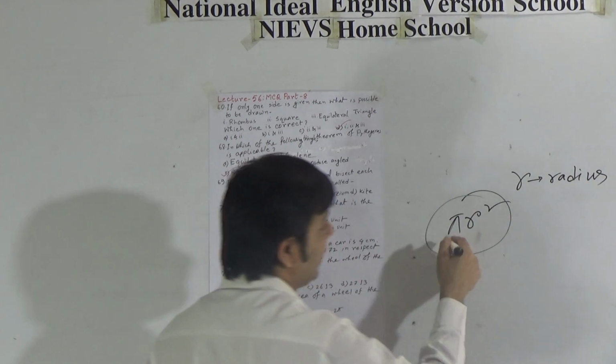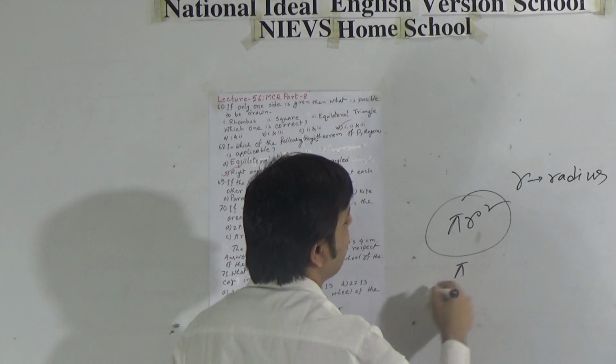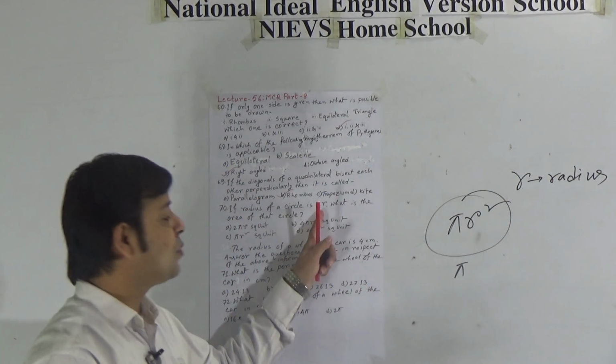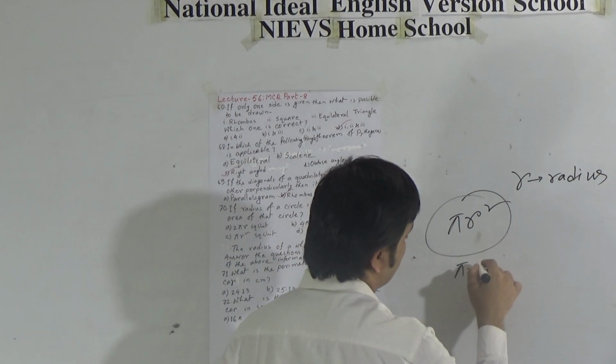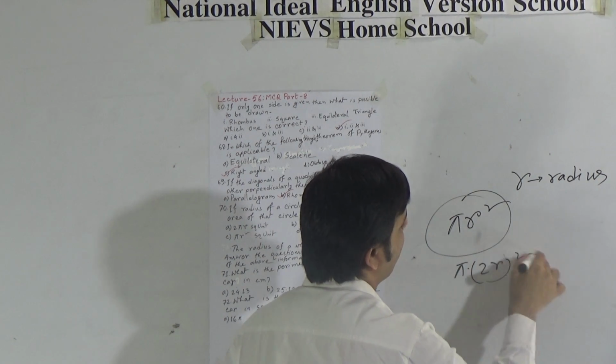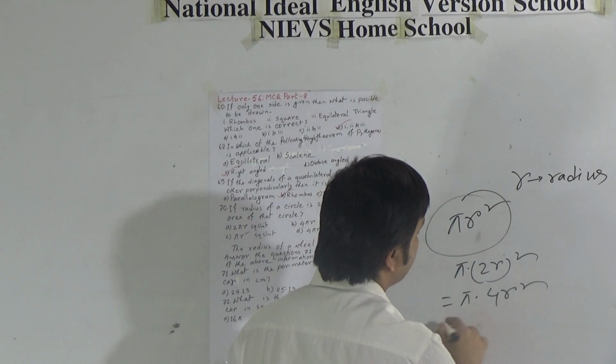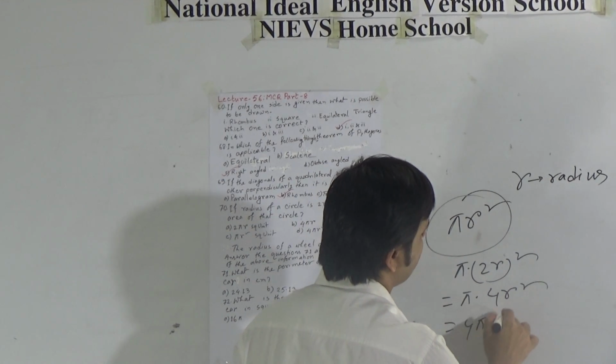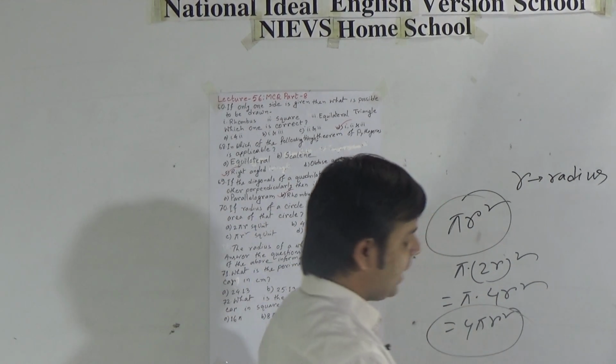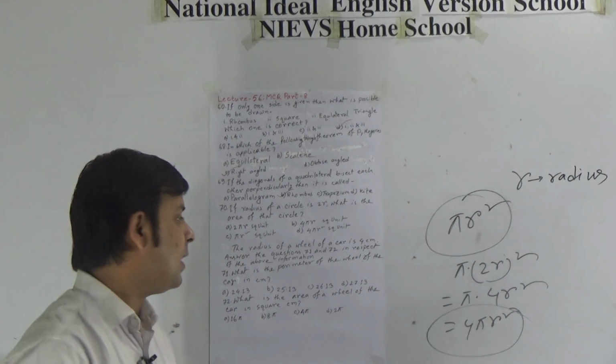So pi into radius square. We can write pi as radius is 2r here. So we can write pi into 2r whole square. If we do this, pi into 4r square, it means that 4 pi r square. Now we have to find the options. Where is 4 pi r square?